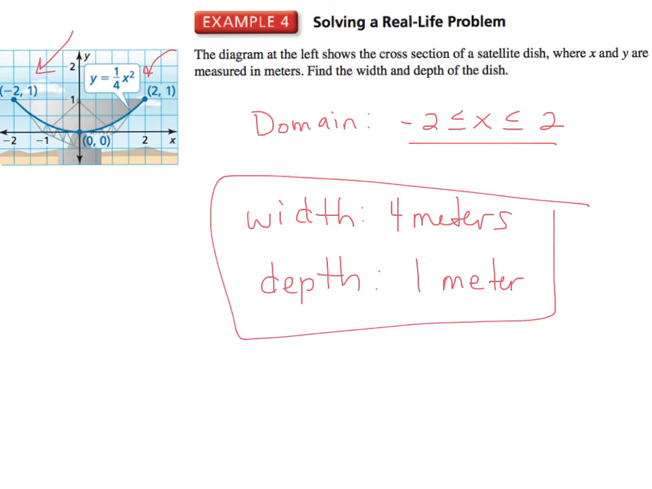So if I asked you for your range, it would be what? The lowest y value is at the origin. The highest y value is right there at 1. So your range goes from 0 to 1, which means you have a depth of 1 meter.